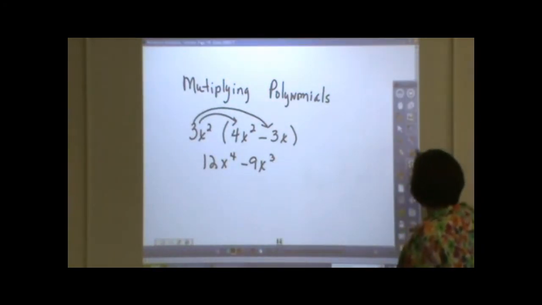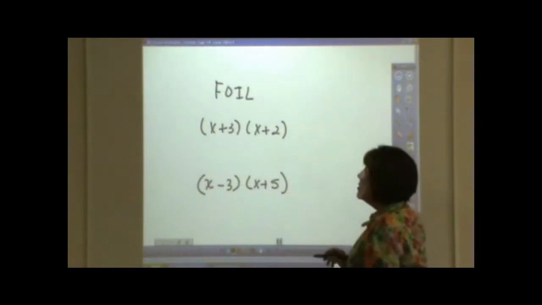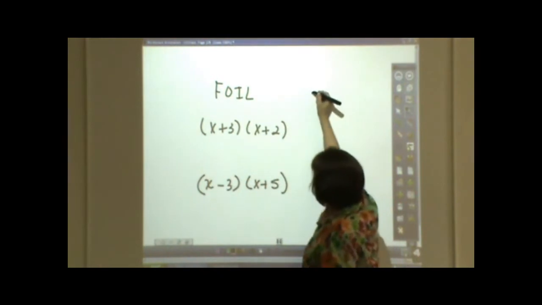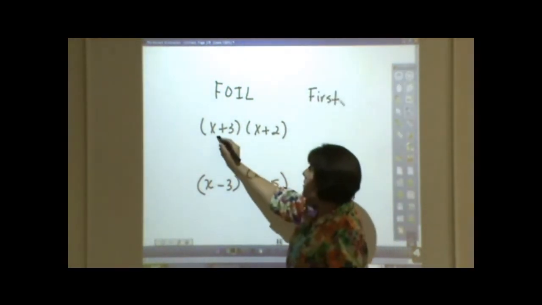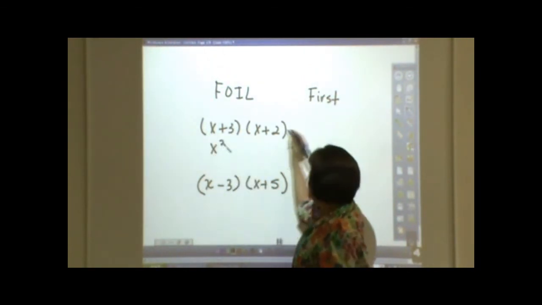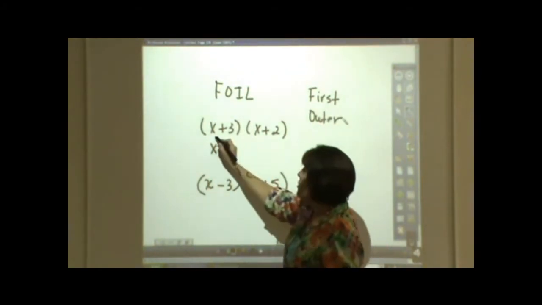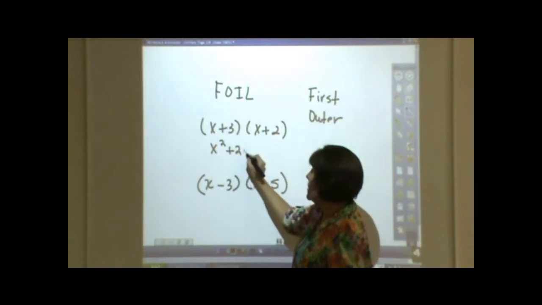As we move on to a binomial times a binomial, we call this the FOIL method. The F stands for first, so we'll multiply the first term here times the first term here. x times x will give us x squared, and then we'll multiply our outer. The outer term here is x, the outer term here is 2, so 2 times x would be 2x.